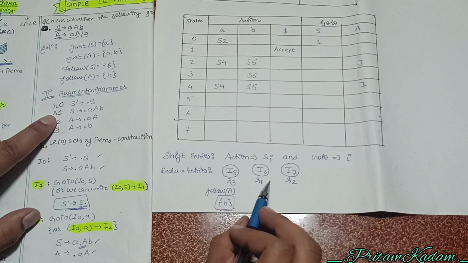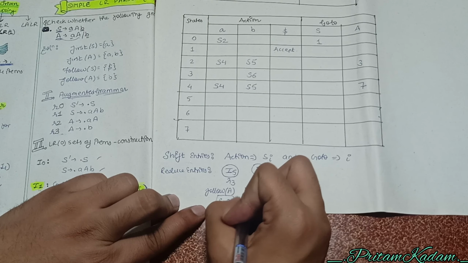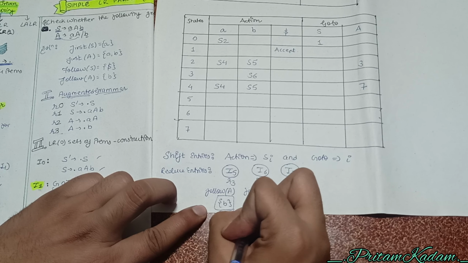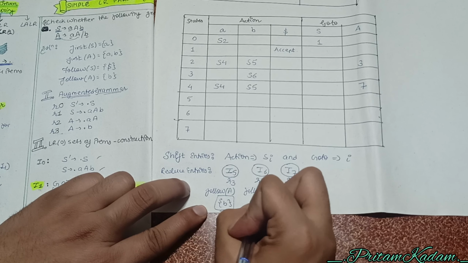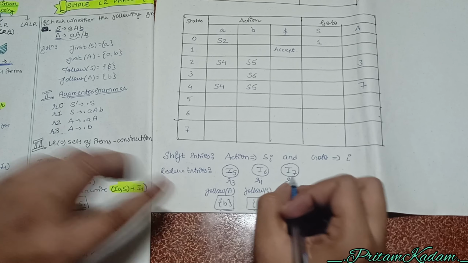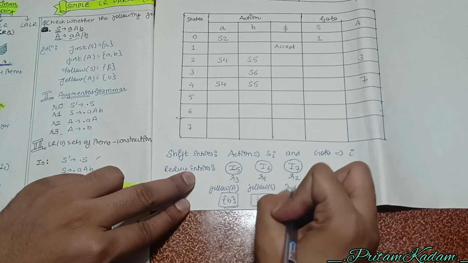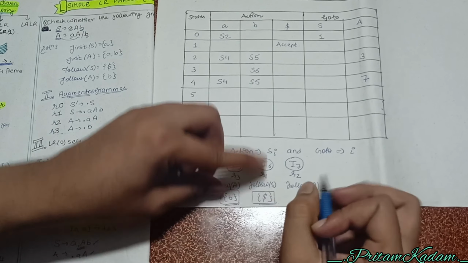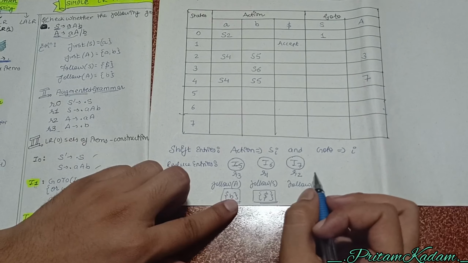Now we will find for the R1 for the next state. R1 is the S production, so we will find the follow of S, and follow of S is dollar, so I will write dollar over here. Now we will go for the I7, that is R2, and R2 is A, so we will find the follow of A over here. So follow of A is small b.